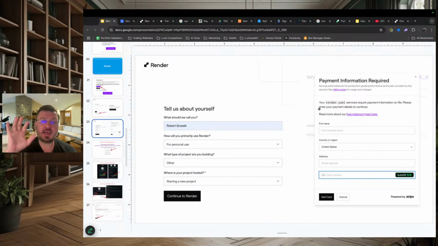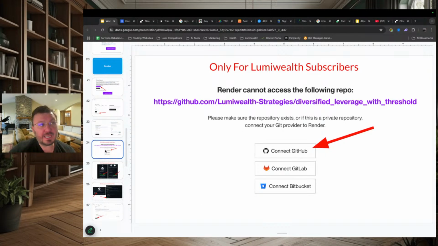Once you've filled in the payment information, the next step is going to be linking your GitHub. Here you might see something like this. It might say, we can't access this repository because it's on GitHub and it's private. That makes sense. So now what you need to do is link your GitHub account. You're going to click on Connect GitHub.